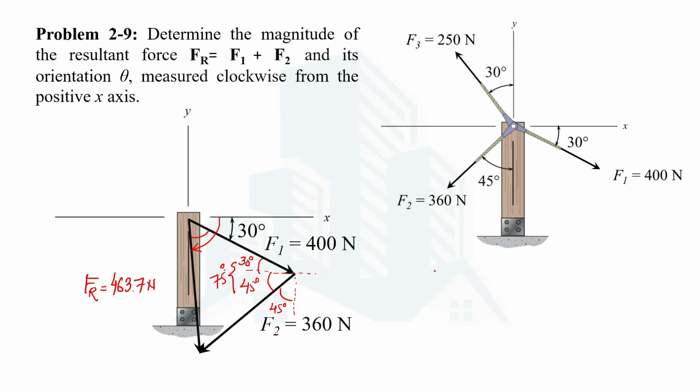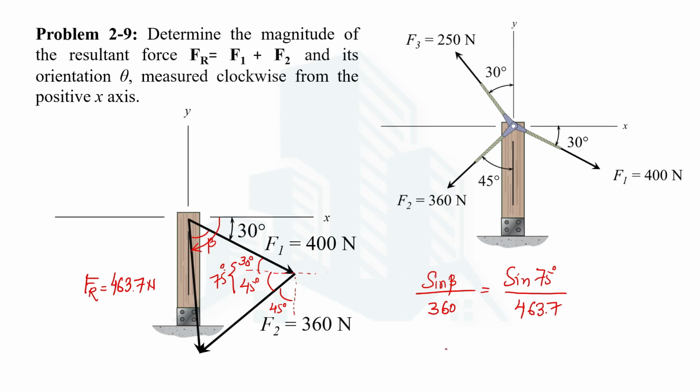So what's the sine law then? Let's say that this interior angle is beta. Then sine beta divided by the magnitude of the force on the opposite side, which is F2 in this case, so 360. Now this should be equal to the sine of the interior angle, which is known, and we have just come to know that this interior angle is 75 degrees. This one is not known, so we are not going to take that. This would be divided by the force on the opposite side, and that's actually the resultant force, which is 463.7. So in this equation you can see that there's only beta as the variable.